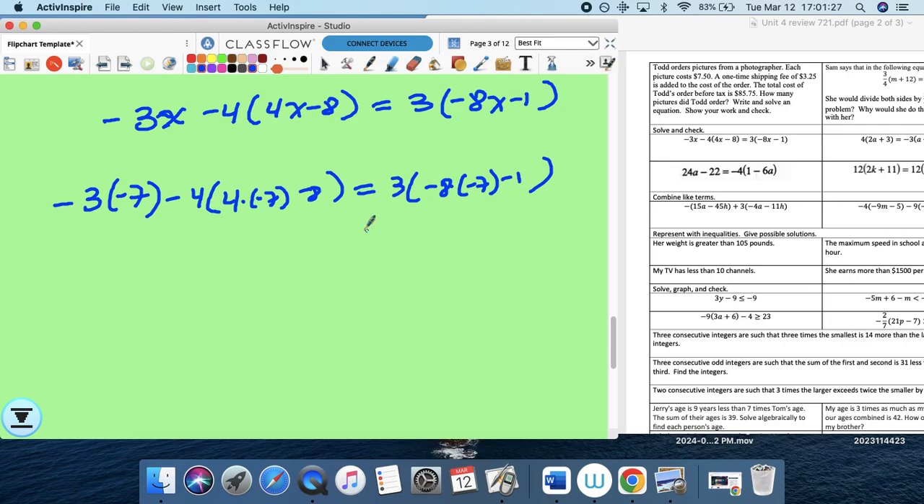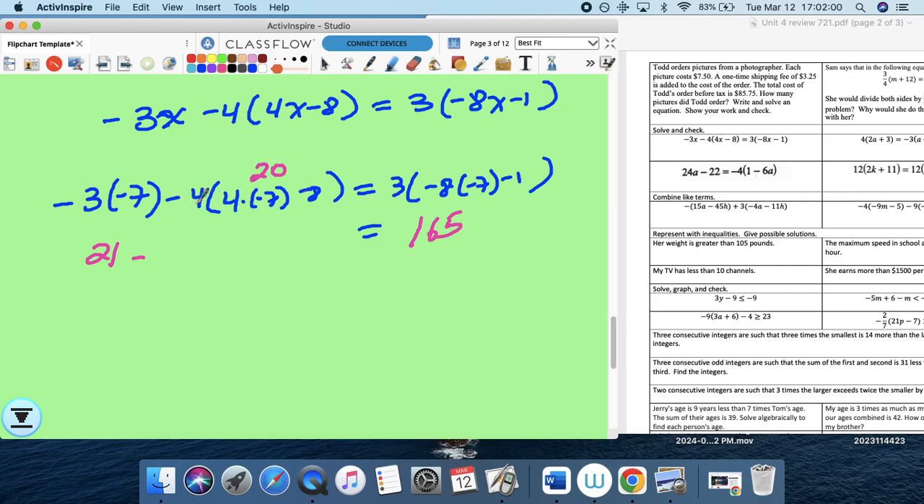Let's do the right side because it looks easier. So negative 8 times negative 7 is positive 56. 56 minus 1 is 55. And 55 times 3 is 165. So I get 165 on this side. On that side, this is 21, because a negative and negative is a positive. Minus, let's see, 4 times 7 is 28. 28 minus 8 is 20.